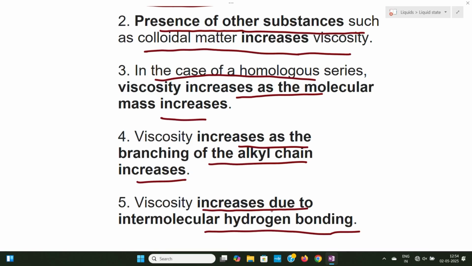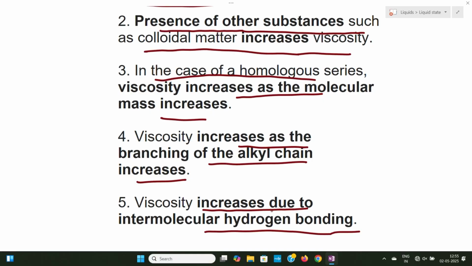First thing is temperature. Second, if we add some impurities to the liquid, then the viscosity will increase. Third, in a homologous series, as the molecular mass increases, the viscosity will be higher. Then as the branching of the alkyl chain increases, the viscosity increases. Finally, if the intermolecular hydrogen bonding is high, then the viscosity also will be high. This is about the factors affecting viscosity.